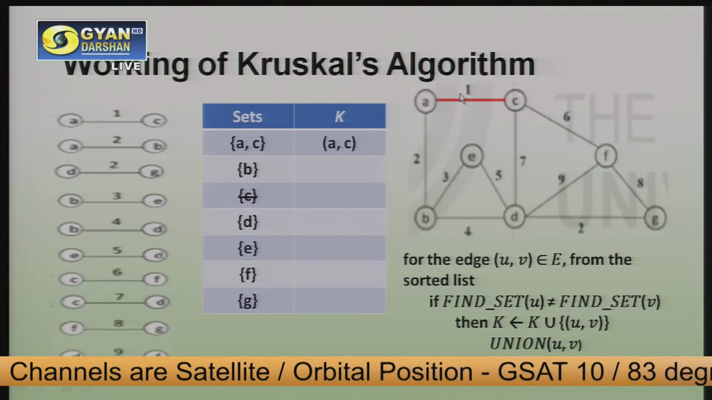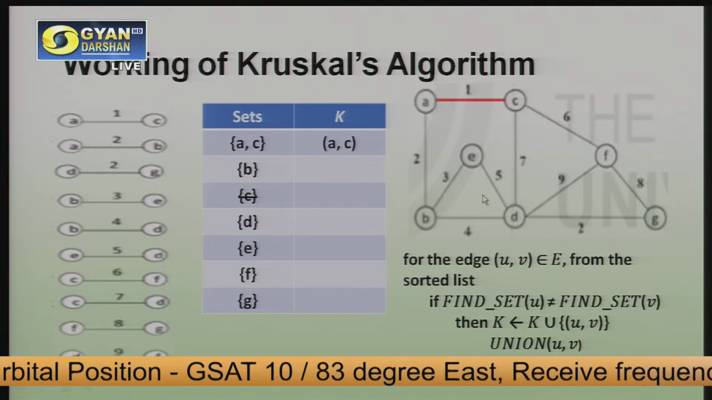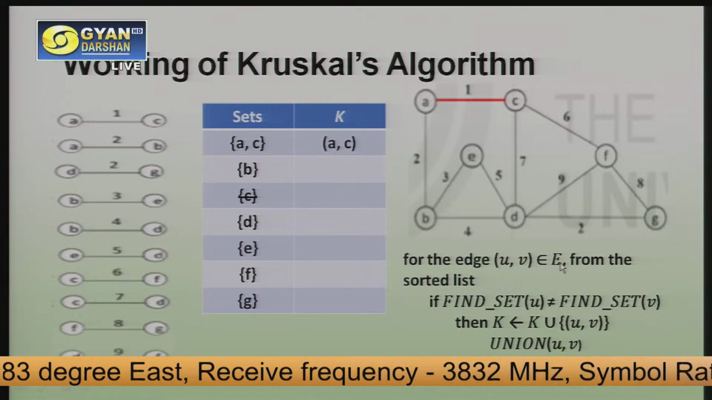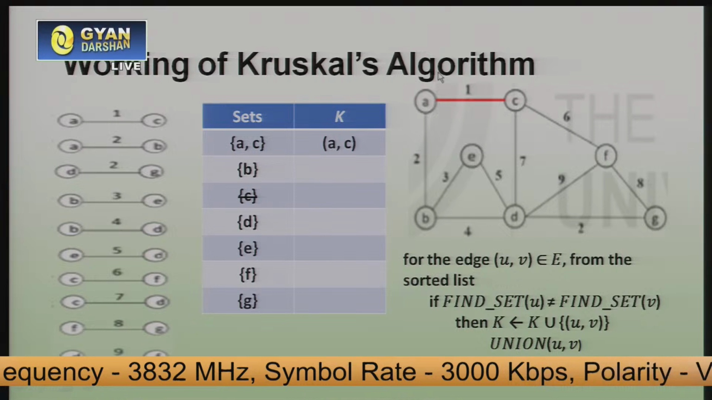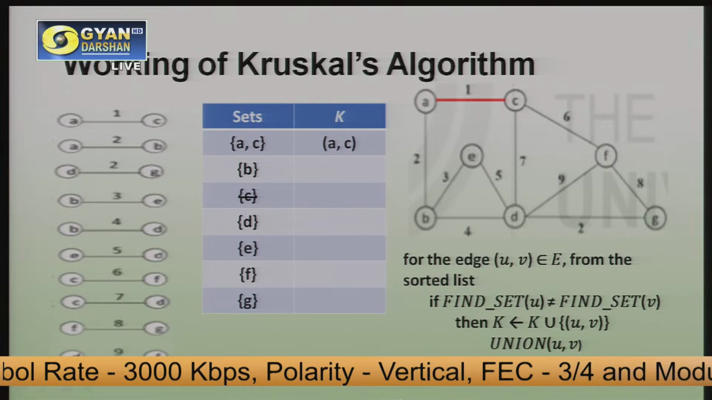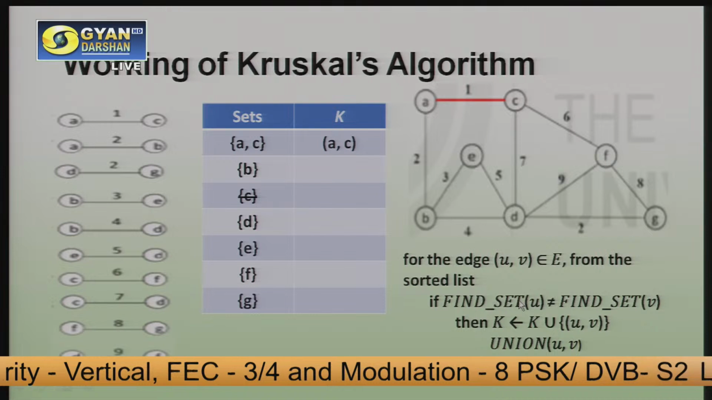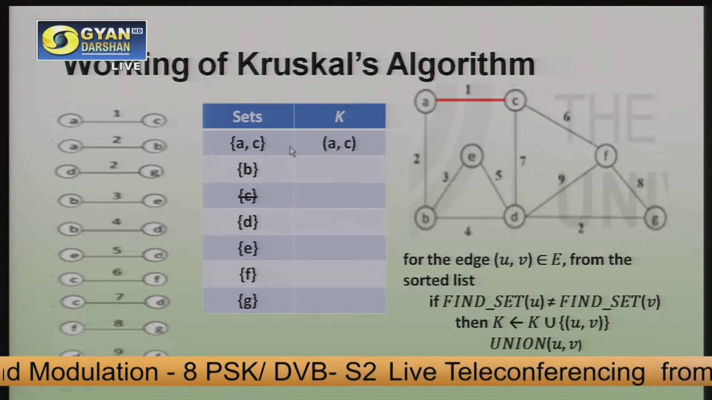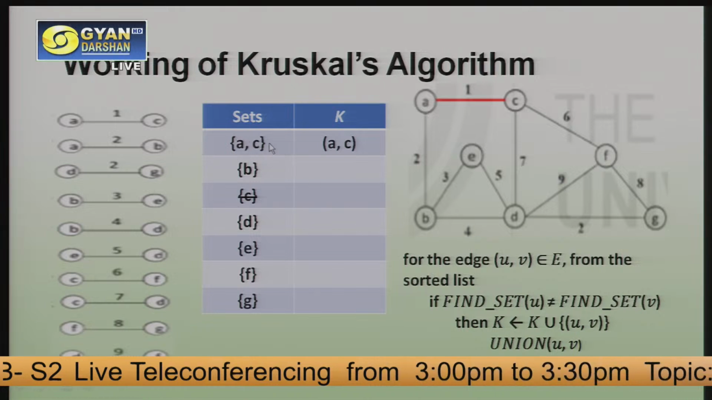A to C has cost 1, right? So what we are going to do for the edge U to V, which is a member of E from the sorted list, right? So we have done that. We have taken the edge AC, all right? Now what do we do? Find set U. So what is the set of A? Right now we have made it AC after this particular step.